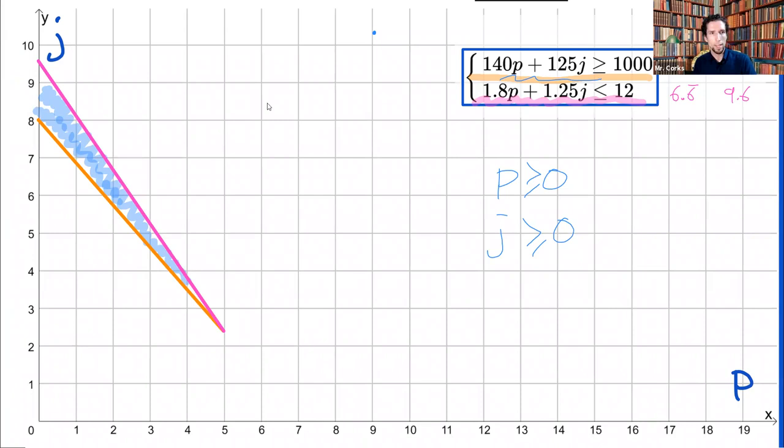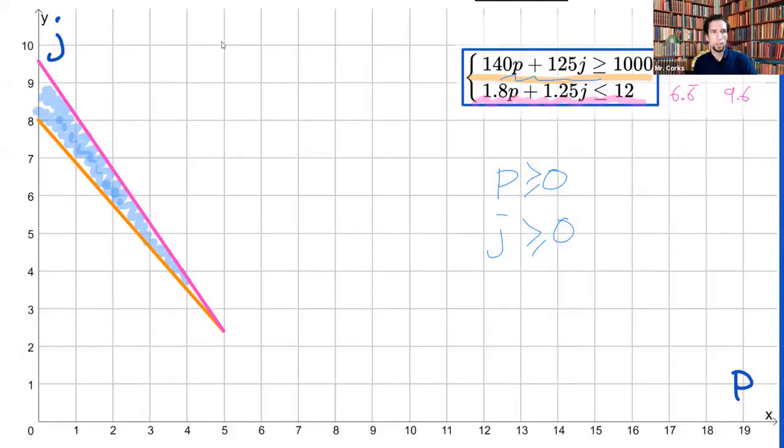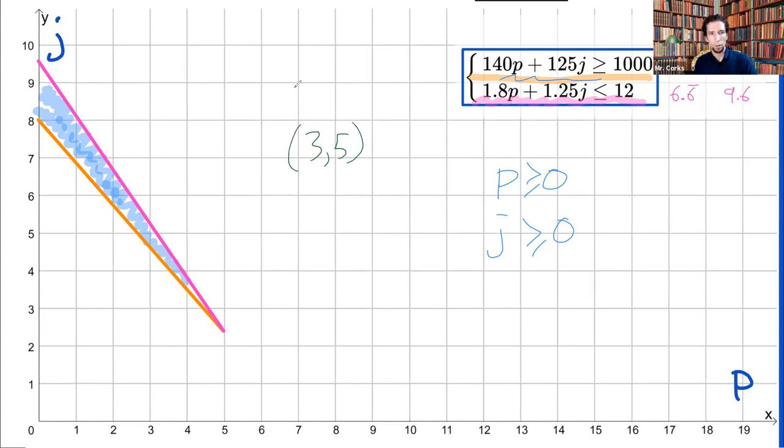The question was asking us, though, to find out about two particular spots. We didn't write the numbers on this slide, so let's just quickly hop back. So it's asking us about 3 protein bars, 5 bottles of juice, and also 5 protein bars, 3 bottles of juice. So let's see if we can do those. So first, let's write this out here. The point 3, 5, where again, this is P and then J.